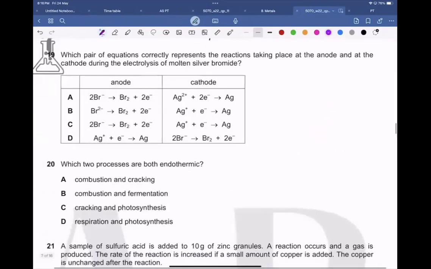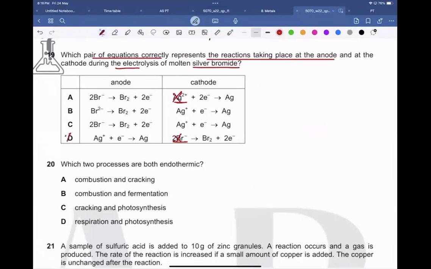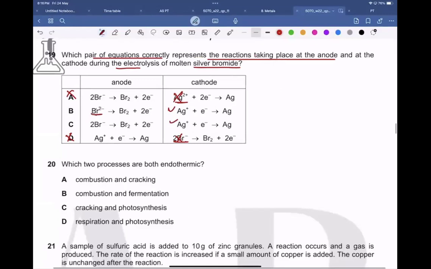Okay. Now question number 19. Which pair of equations correctly represents the reaction taking place at anode and at cathode during the electrolysis of molten silver bromide? If it's molten, silver has a +1 ion, that is the important thing. So that goes wrong. And at cathode, cations are there, so that goes wrong. So A and D go wrong, and B and C can be correct. Now, at anode bromide has a -1 charge, so it doesn't have two negative charges, so B goes wrong. So we are left with option C. So C is the correct answer.